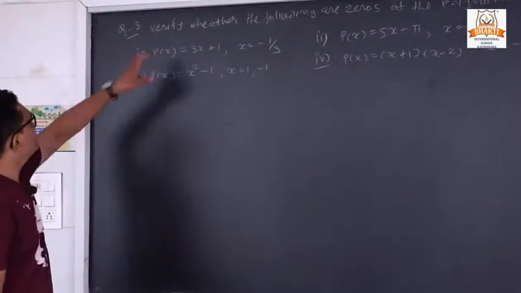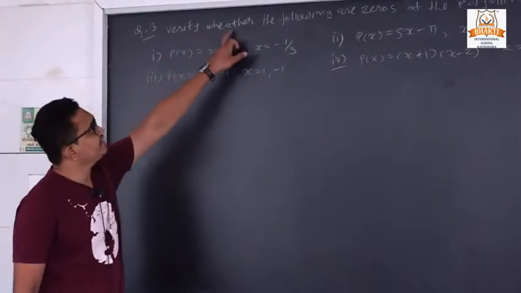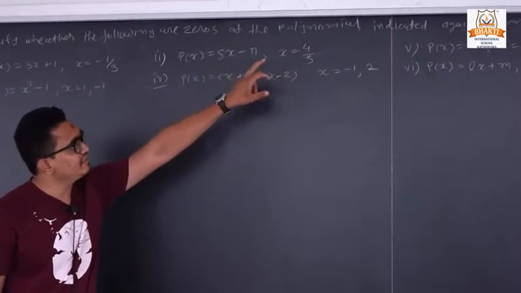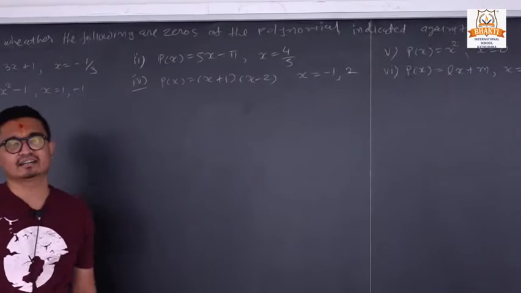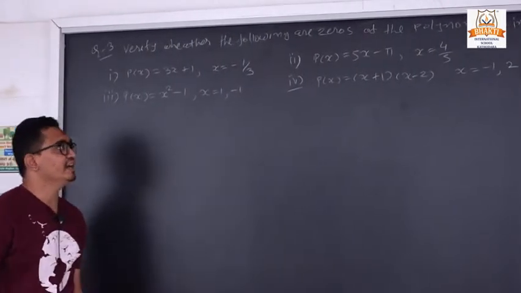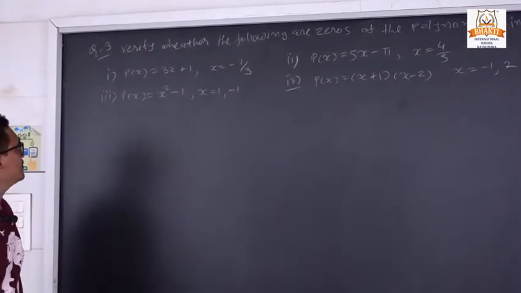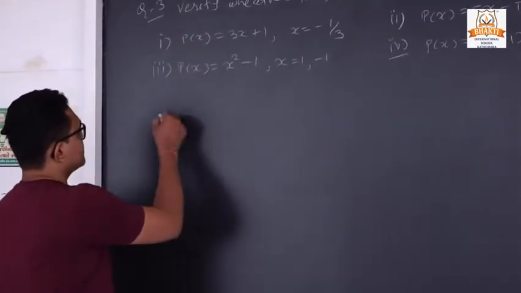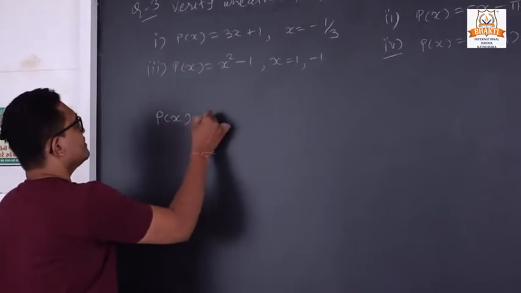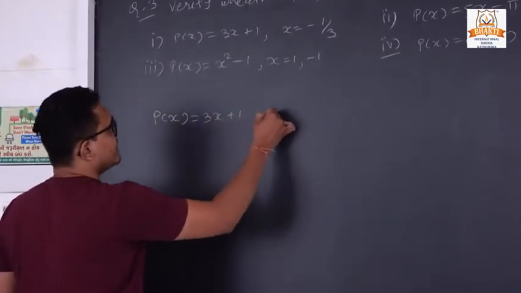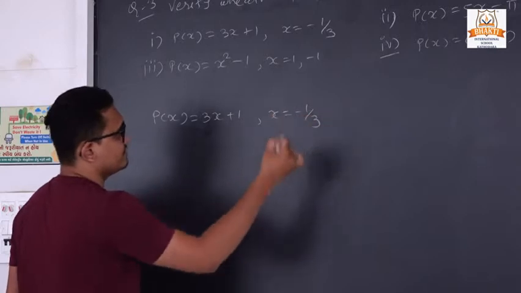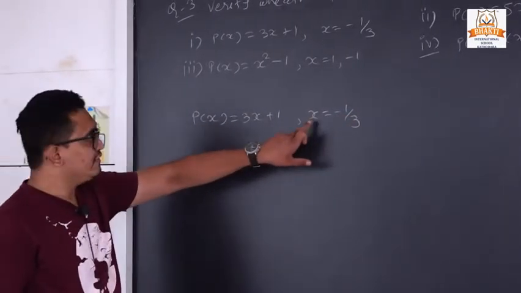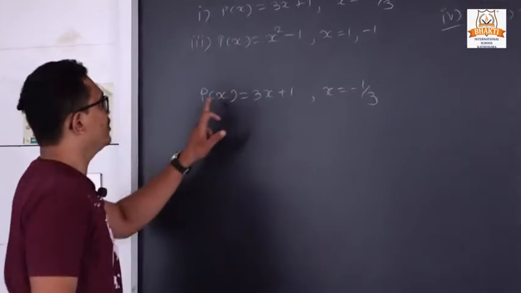So now question number 3. Verify whether the following are the zeros of the polynomial. If yes, then indicate it, and if it is not, then indicate it as not. So question 3, first. P of x is equal to 3x plus 1 and the value of x is already given, minus 1 by 3. So first of all, we will put that value in our polynomial.